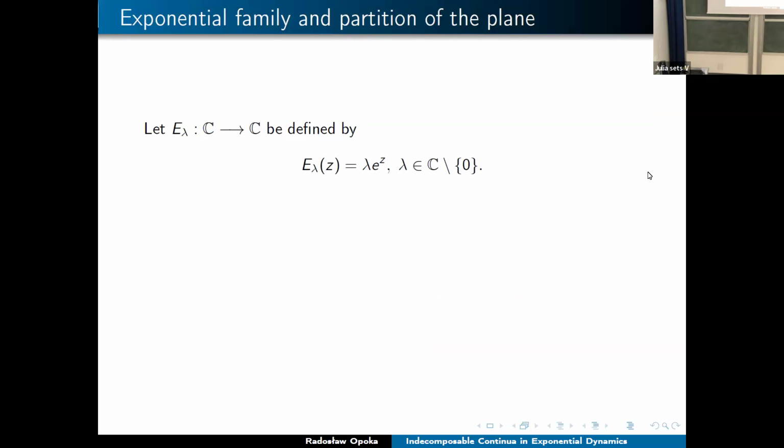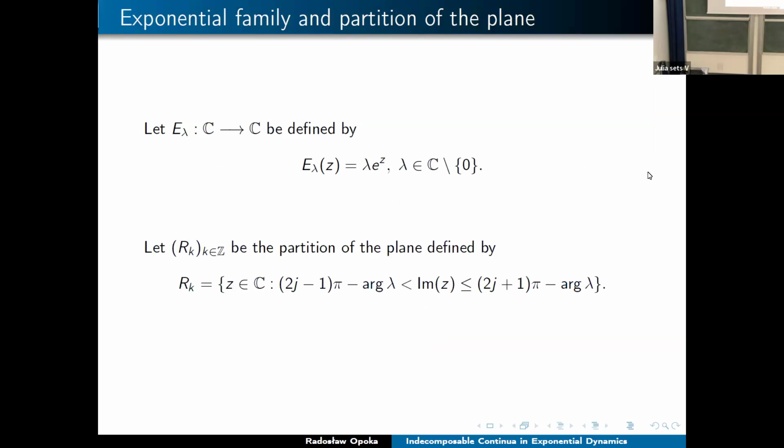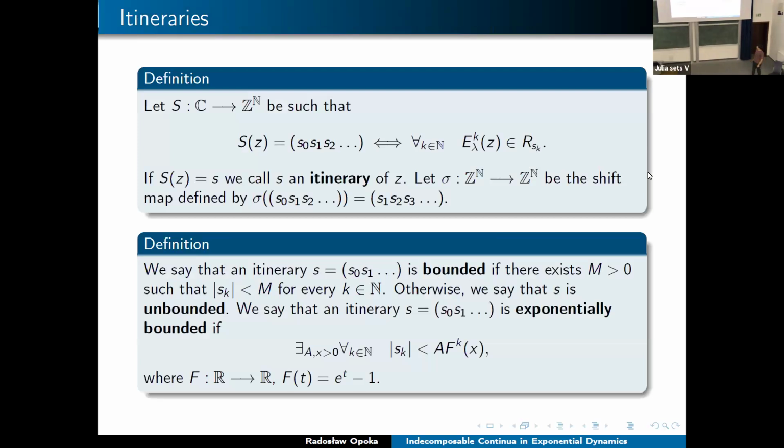A standard thing which we can do is to define the partition of the plane. Every set is a strip with height 2 pi, and we have countably many such strips. The boundary of every strip maps into the negative real half axis. And with such a partition, we can define the itinerary for every z.